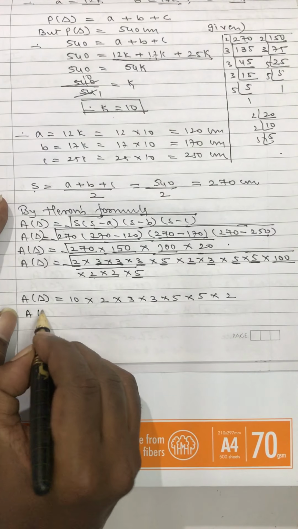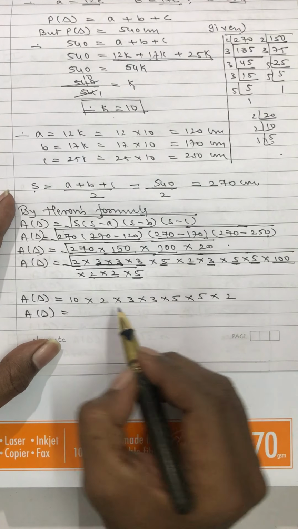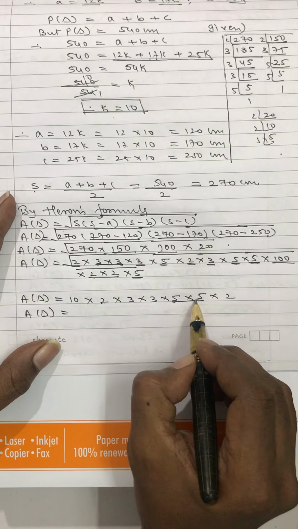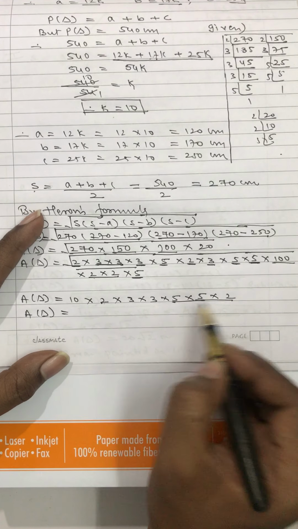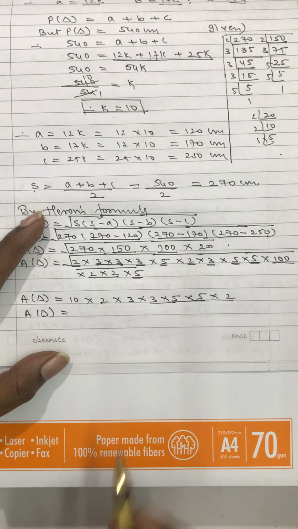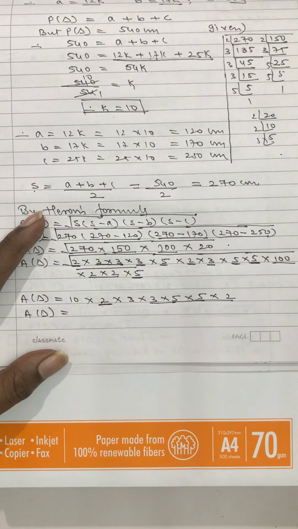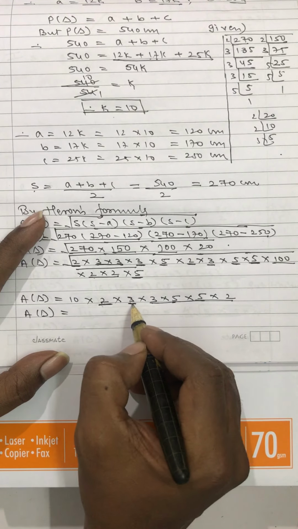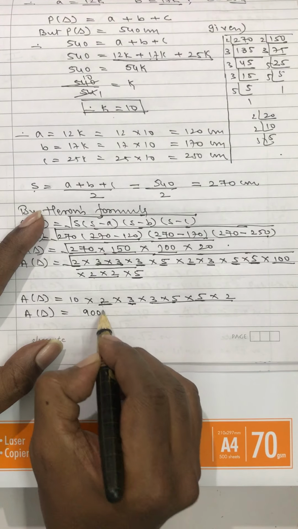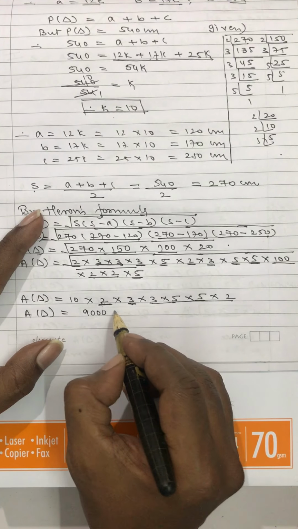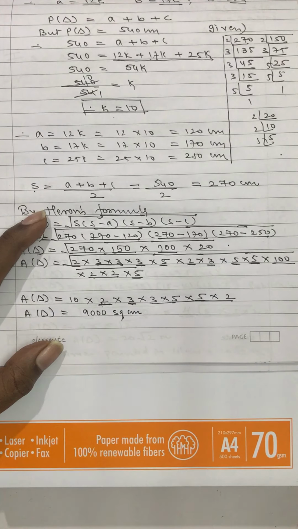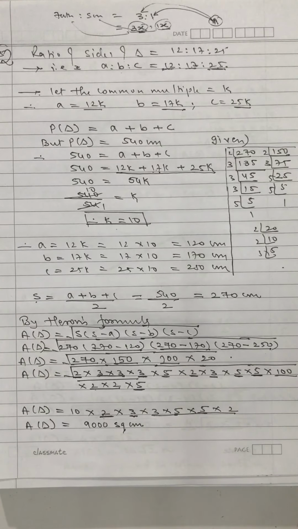So area of triangle, I have to just multiply all this. 2, I will multiply the 5 5s are 25, 25 2s are 50. 50 3s are 150. 150 2s are 300. 300 3s are 900. 900 into 10, 9,000. What is that? Centimeter square or square centimeter, you can write anything. Okay, this is the answer of this, which is the fifth question.